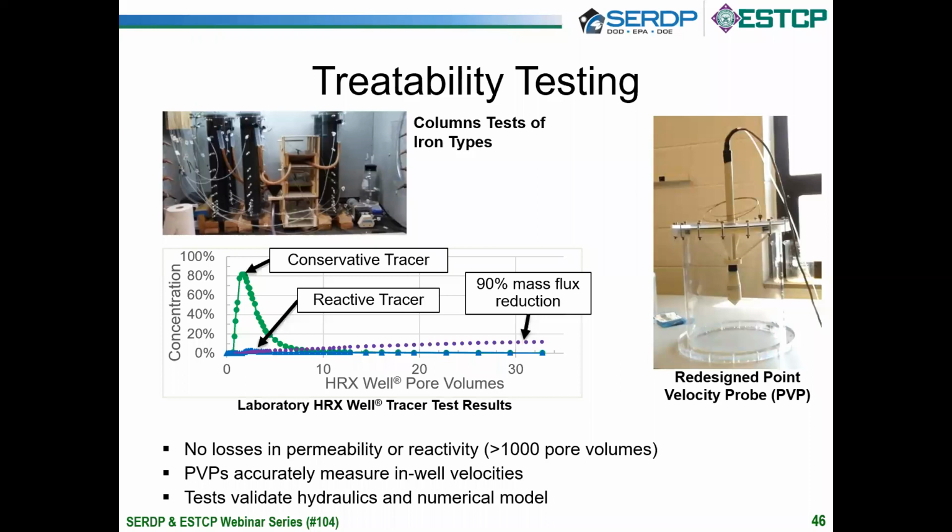On the photograph on the right, Rick also has developed what's known as a point velocity probe. It's a small scale tracer test system that can measure groundwater velocities in situ at a local scale. And he redesigned these so they could be deployed within the HRX well, so that we could actually measure the amount of flow focusing and the velocity in the HRX well. And then the tracer breakthrough curve at the bottom is an example of some results from some pilot and mesoscale HRX systems that Michelle Crimmy and her team developed at Clarkson to further validate the concept and confirm the numerical modeling tool that we use to support the design.